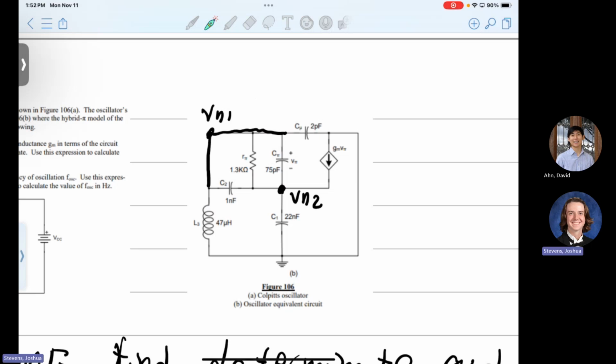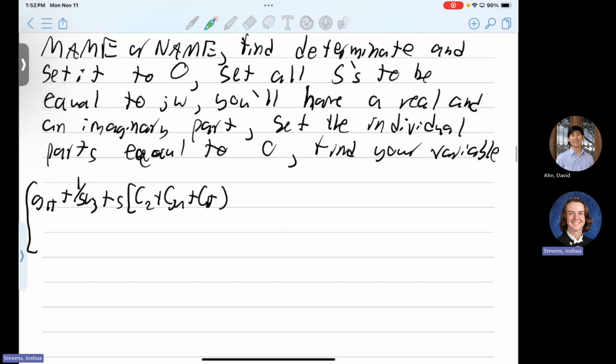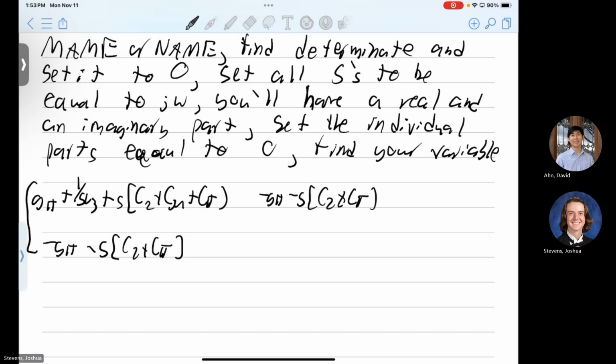Cool. All right. Then I'm going to go and do this. So this just becomes minus G pi minus S times C2 plus C pi. That looks like a G. C pi. It's the same thing over here. C pi. Like I said, if you got any questions, let me know.